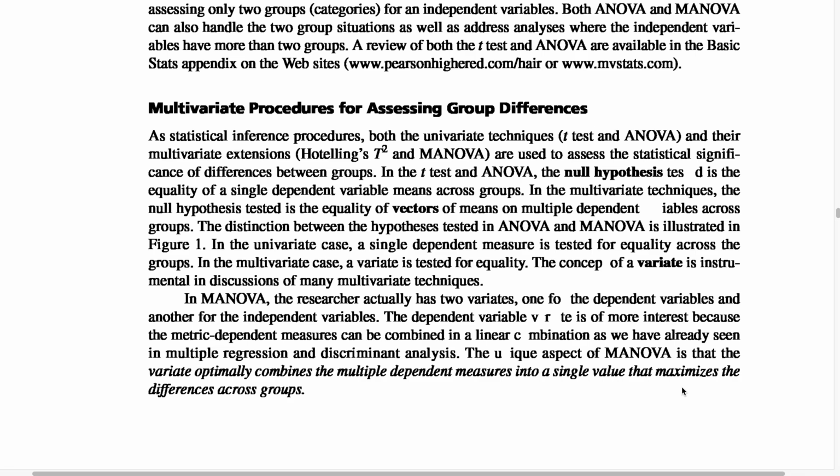Video about ANOVA and MANOVA. In this video we will talk about this in further detail. Let's first talk about the multivariate procedure for assessing group differences.